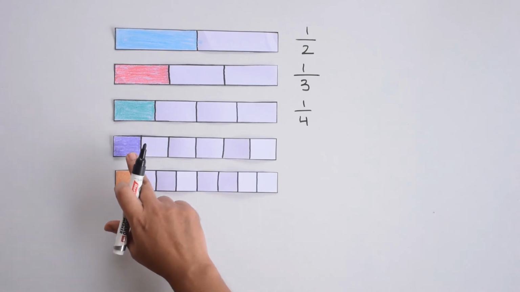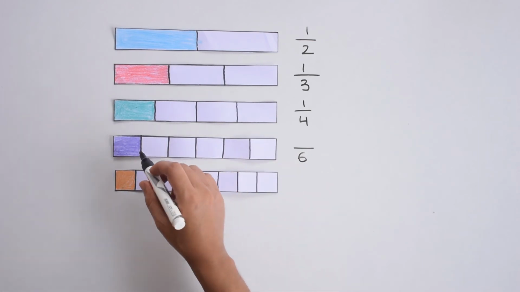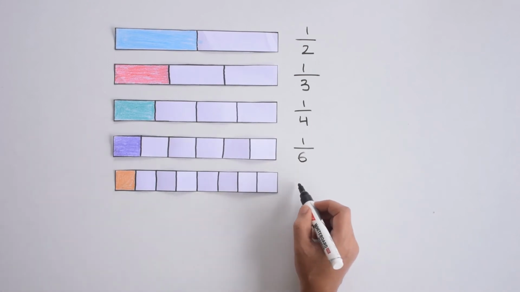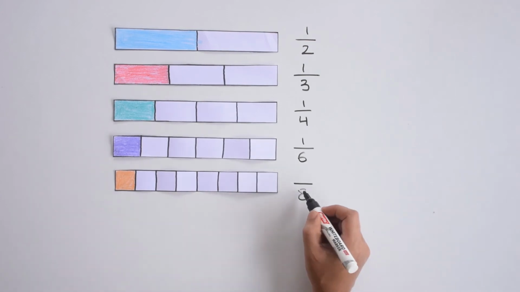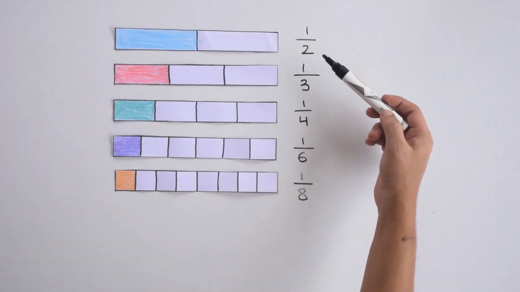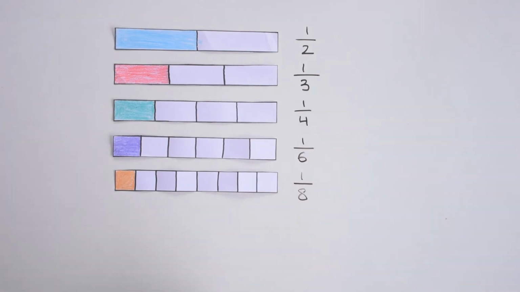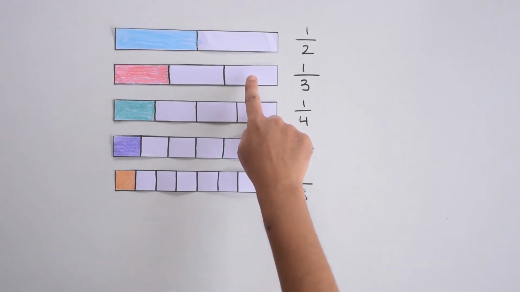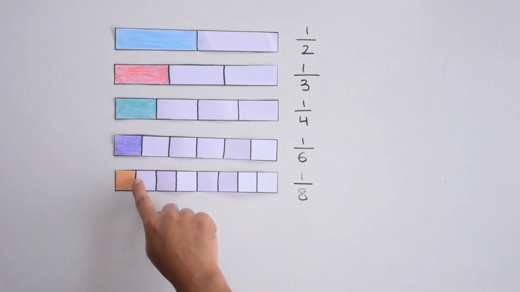In the fourth strip, we have 1, 2, 3, 4, 5, 6 parts, and one part is colored, so we get 1 by 6. And in the fifth strip, we have totally 8 parts, of which one is colored. So in all these strips, we get unit fractions 1 by 2, 1 by 3, 1 by 4, 1 by 6 and 1 by 8. Now, if we compare these, we can clearly see from the strips that 1 by 2 is bigger than 1 by 3, and 1 by 3 is bigger than 1 by 4, and 1 by 4 is bigger than 1 by 6, and 1 by 6 is bigger than 1 by 8.